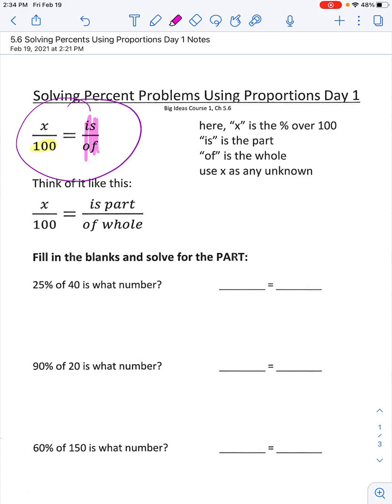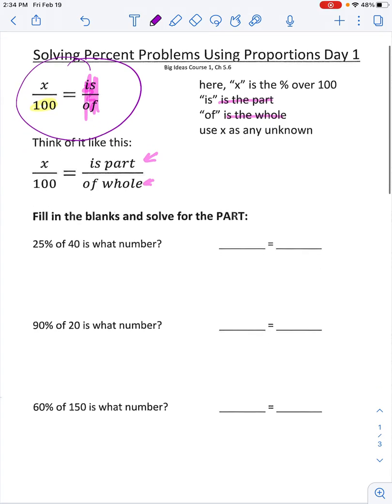Is over of. The is goes on top. Some people say it's the part. Of goes on the bottom. It's the whole, okay? So percent goes over 100, and then always think of is over of, or part over whole. I like is over of because in a lot of the words, it'll use those words, is and of, okay? Alrighty, let's go down here.